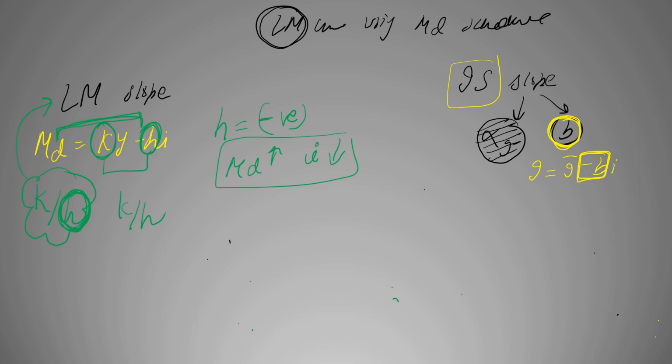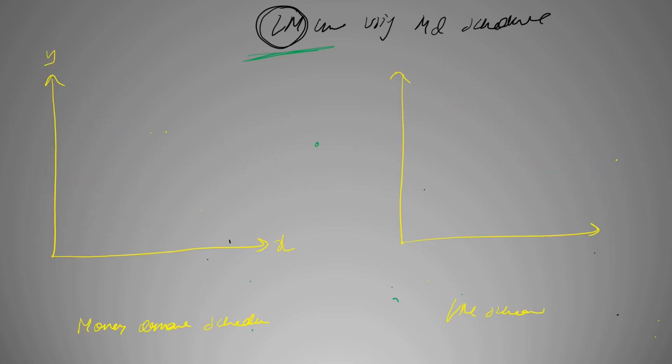Now let's use our graphs in order to derive the LM curve. We have our money demand schedule on the left-hand side and the LM schedule on the right-hand side, right? Our x-axis of money demand shows L, and our y-axis shows I. Similarly, on our LM schedule, our y-axis shows I and the x-axis shows Y, which is output, just like your IS curve. Now, since I and L are negatively related, it will have a downward sloping graph, like this, right?